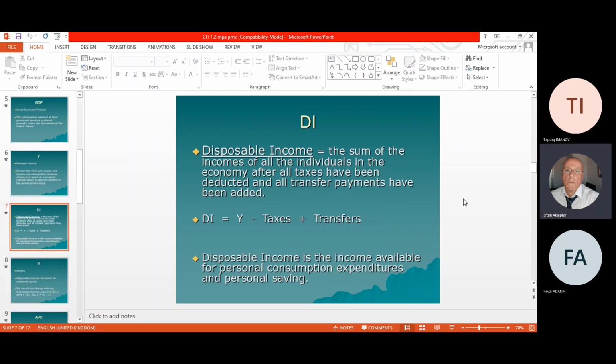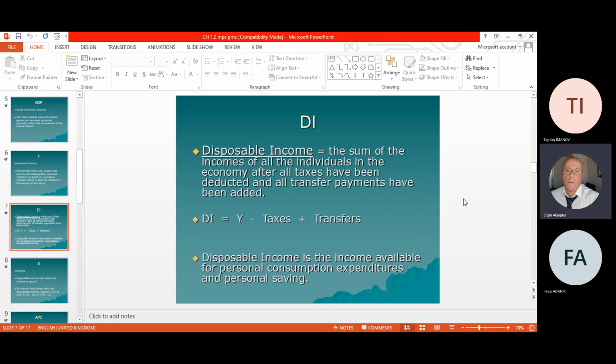Disposable income is the sum of the income of all the individuals in the economy after all taxes have been deducted and all the transfer payments have been added. The DI is, of course, disposable income, which we sometimes represent with YD. It is supposed to be the output minus taxes plus transfers, because disposable income, YD, is the income which is in your hand, which is paid to you after the tax deduction.